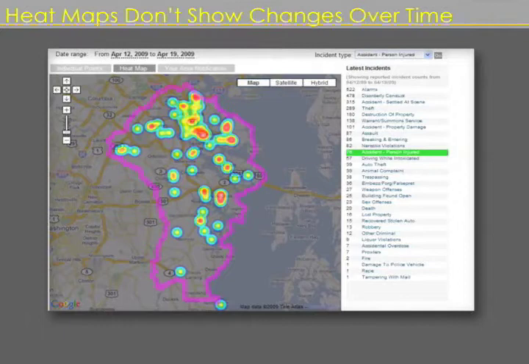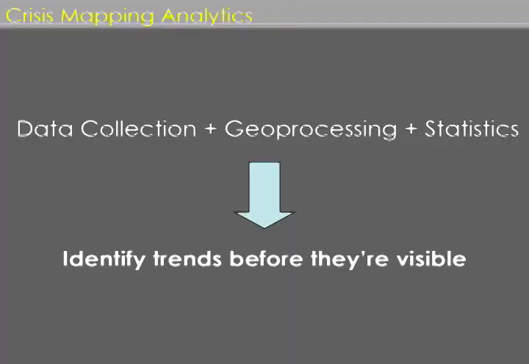This is another visualization approach, which we've seen a lot of, which is the heat map, which is great. Here the red is lots of crime. But what this tells us is there are certain areas that have more incidents of crime, and say, for example, in Philadelphia, we already knew that. So the idea here is that geoprocessing and statistics, if we have the data collection, will help us to identify trends before they're visible and respond to them as early as possible.